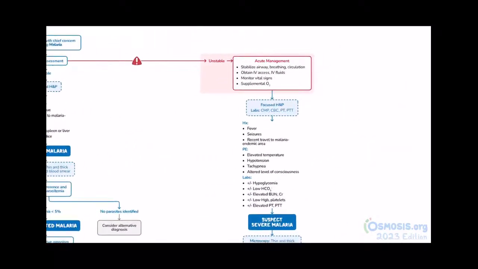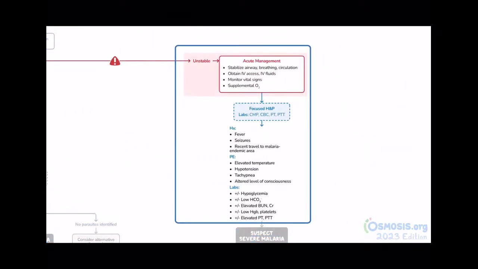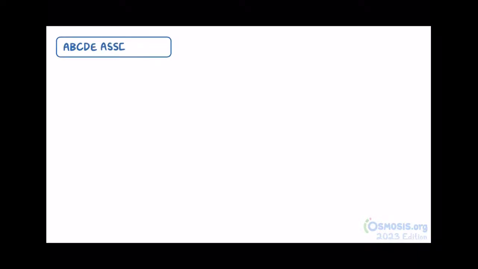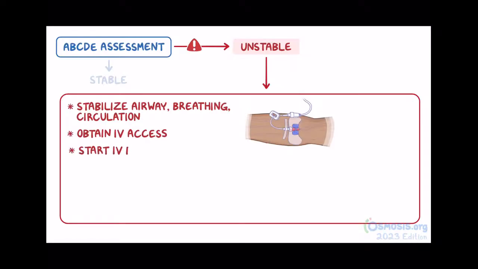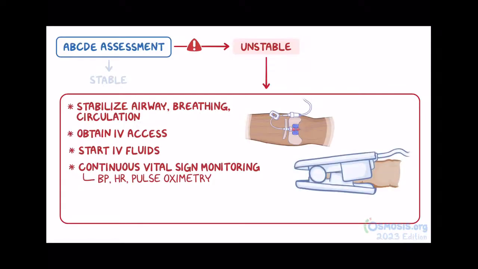Now, if your patient presents with chief concerns suggesting malaria, you should first perform an ABCDE assessment to determine if your patient is unstable or stable. If the patient is unstable, stabilize the airway, breathing, and circulation. Next, obtain IV access and start IV fluids. Then put your patient on continuous vital sign monitoring, including blood pressure, heart rate, and pulse oximetry. Finally, if needed, provide supplemental oxygen to maintain oxygen saturation greater than 90%.